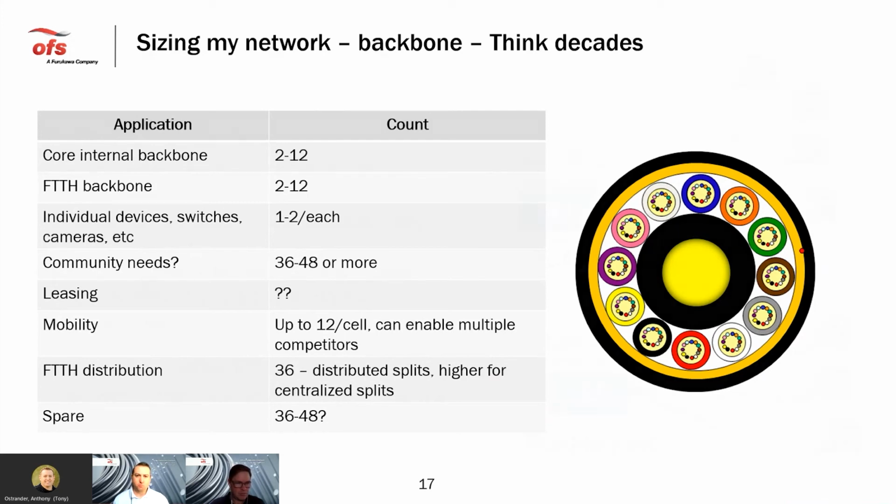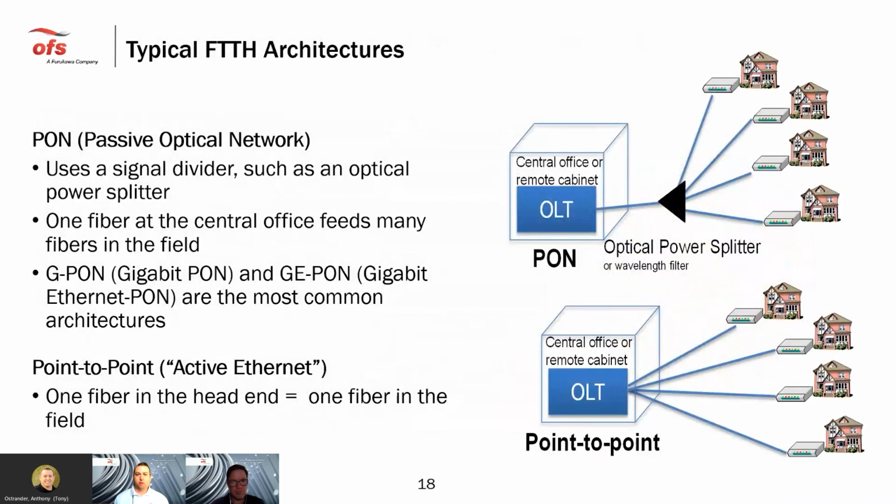Next slide. All right, so getting into the network architecture. There are two primary network architectures. One is a PON-based passive optical network, and the other is a point-to-point or active E. The difference between these two is actually pretty straightforward.